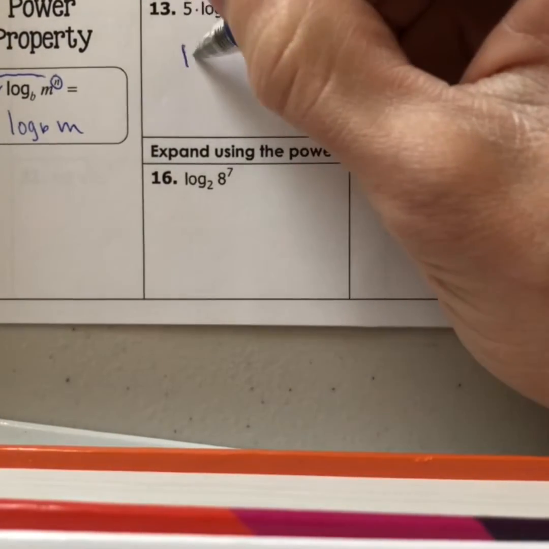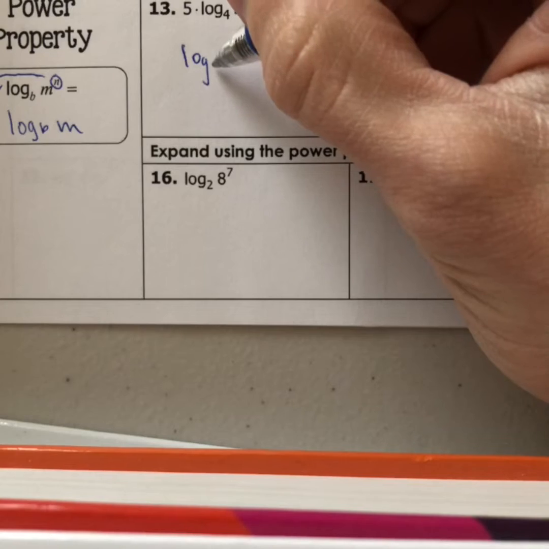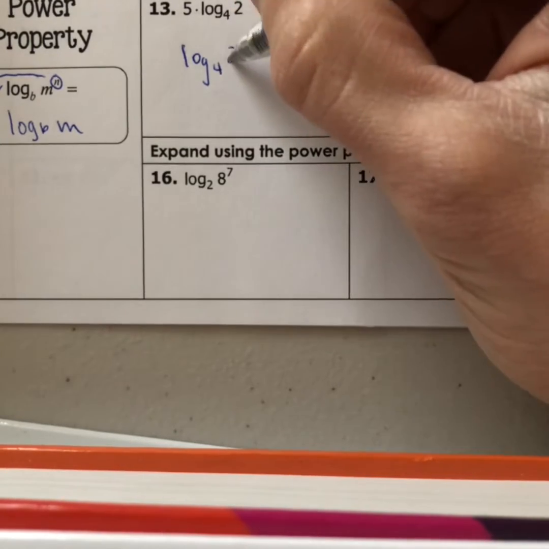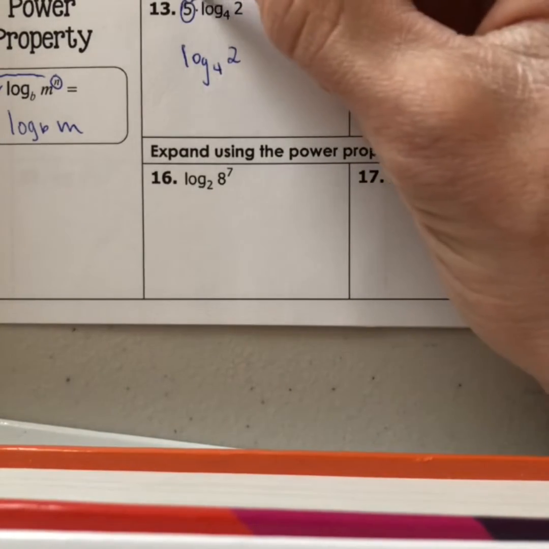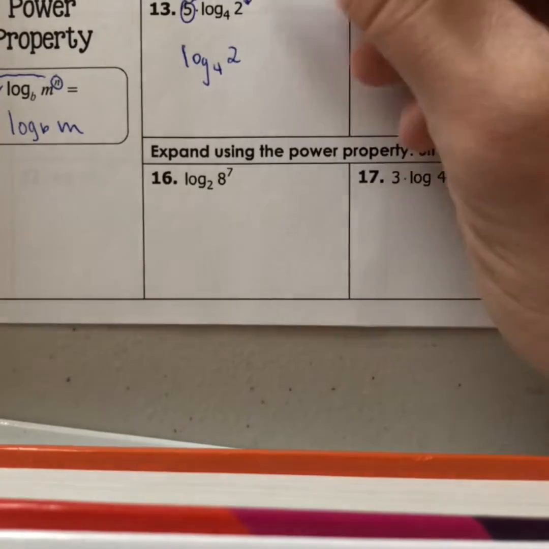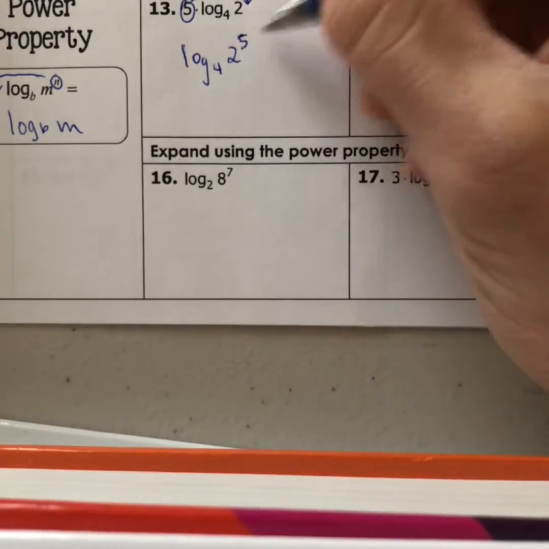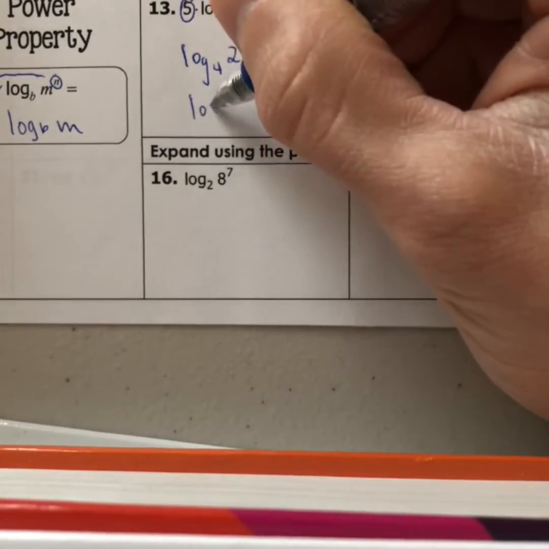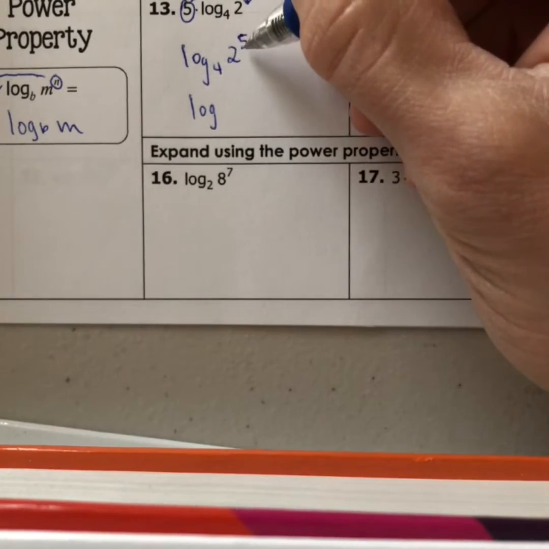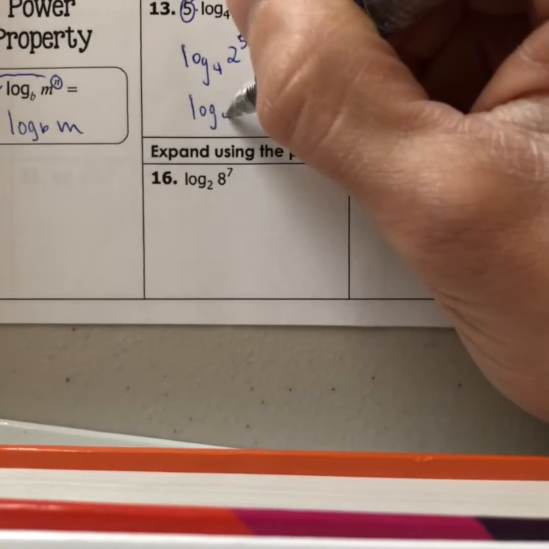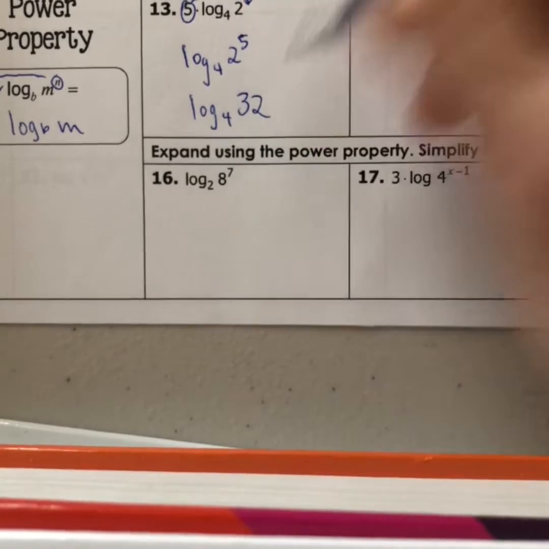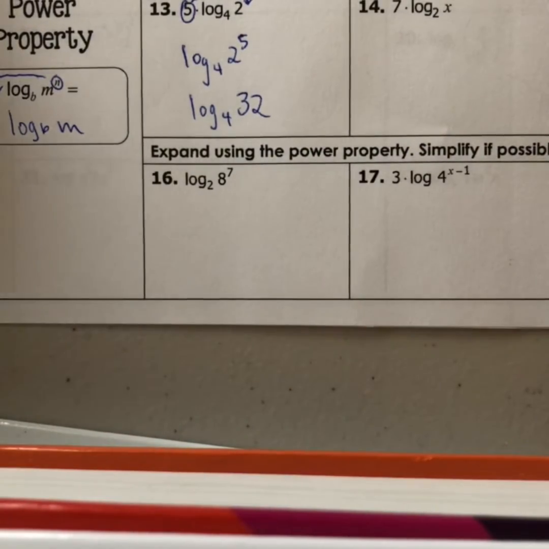So right here we're going log base 4 of 2, and now this one needs to be brought back to the exponent to condense it. So 2 to the 5th power. And if you go through your powers of 2, 2 times 2 times 2 times 2 times 2 would get you 32. So log base 4 of 32.